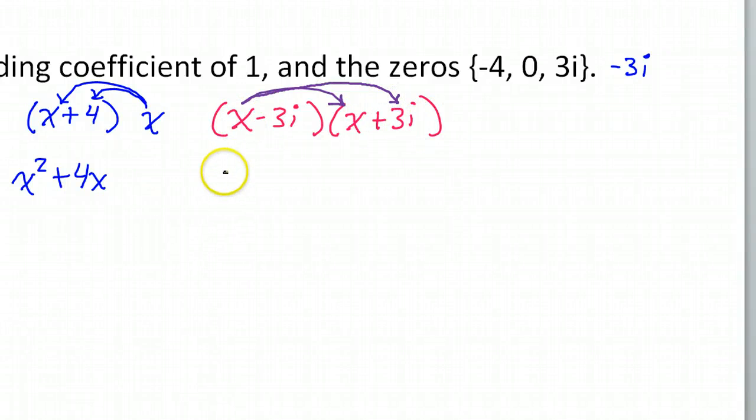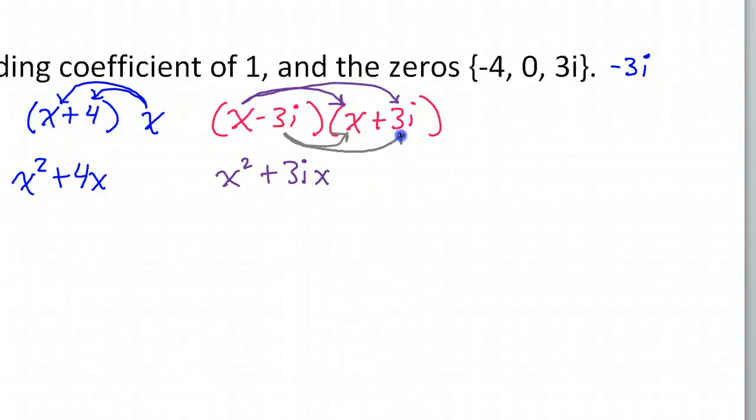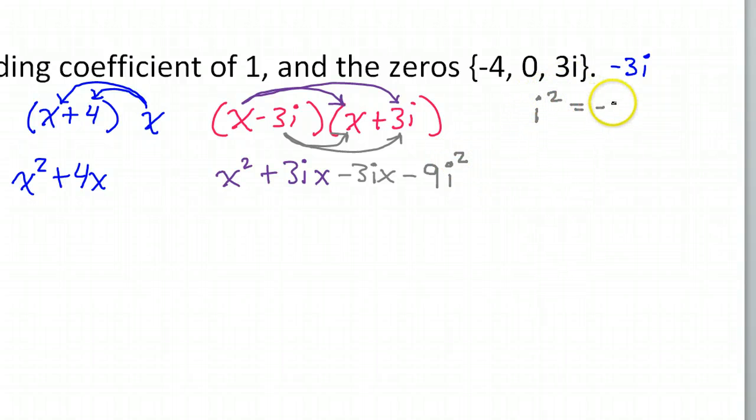So if I distribute the x, that is going to give me x squared plus 3ix. Now, if I distribute the negative 3i, I'm going to get negative 3ix. Negative 3 times positive 3, so I'm going to have negative 9i squared, because i times i is i squared. Now, please remember that i squared is equal to negative 1.